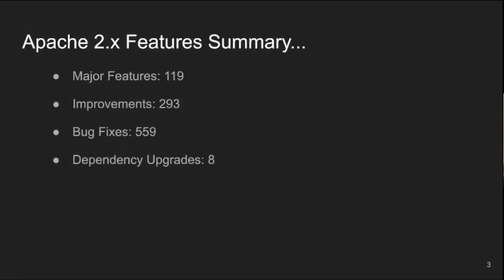Just to give you a quick update from Apache 2.x, we really have 119 new features and 293 improvements. So a lot of changes and a lot of bug fixes have gone in as part of the 2.x release. A lot of dependency upgrades.